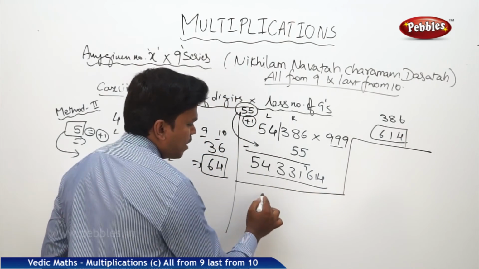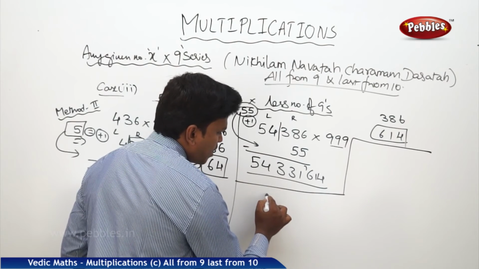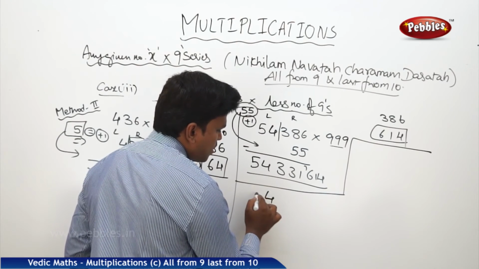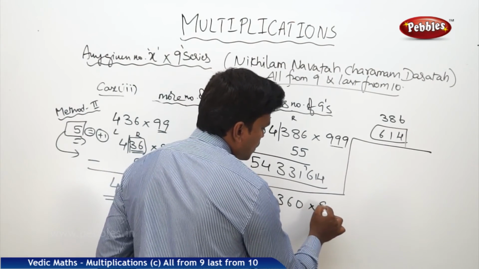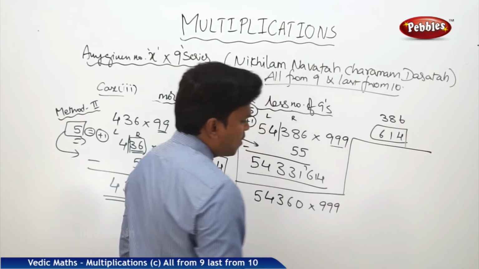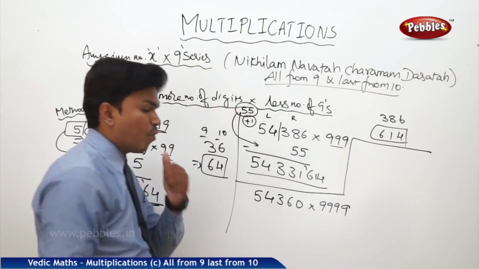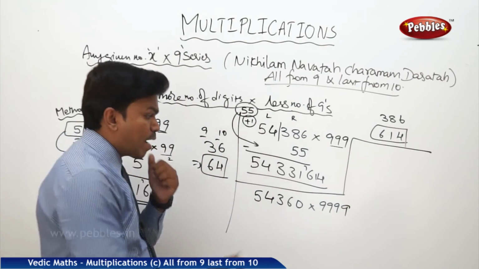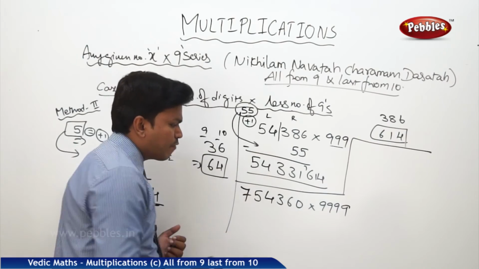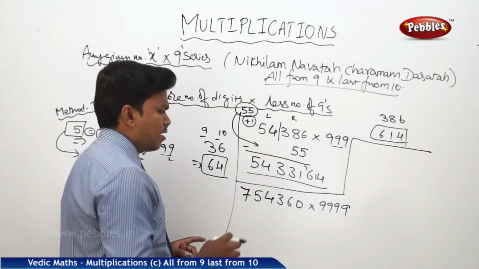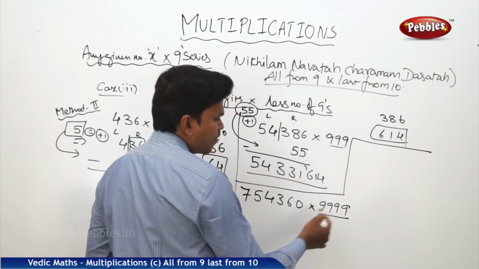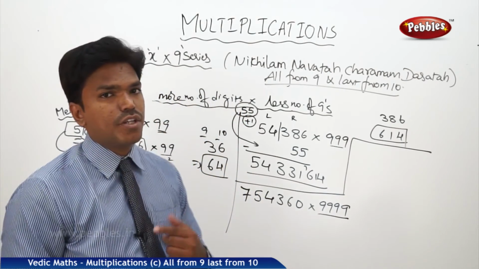Suppose, let us take an example having zeros at the end. Say 5, 4, 3, 6, 0 into some 4 nines this time. Yes, I'll take 4 nines this time. And I am going to increase one more number here: 7, 5, 4, 3, 6, 0 into 4 nines. Now you tell me, how many nines are there? 4 nines. So in this step, what do I need to do?